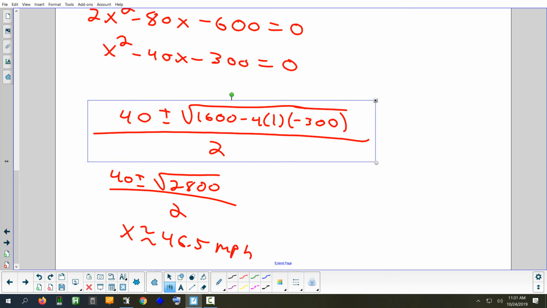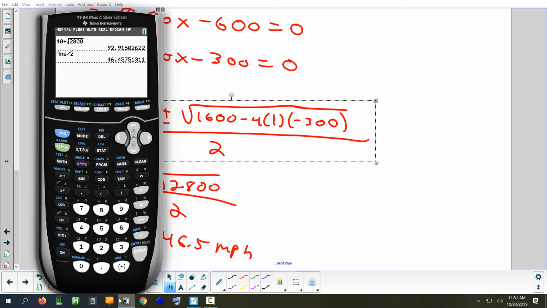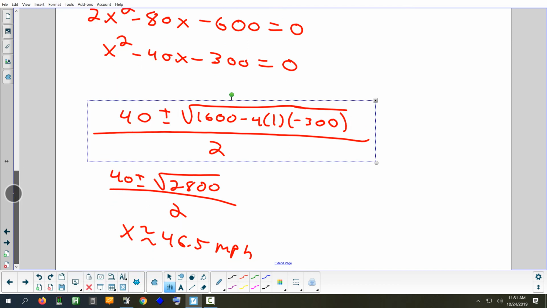Now, technically that's plus or minus. I didn't bother with the minus. If I look back at my calculator, I know the square root of 2,800 is about 52. I'm just looking, 40 plus 52 is 92. So why don't I do 40 minus the square root of 2,800? It's going to come out negative. It's going to be 40 minus 52, roughly. That's a negative number. Can't have negative speed. Okay. So that's how you solve it algebraically.